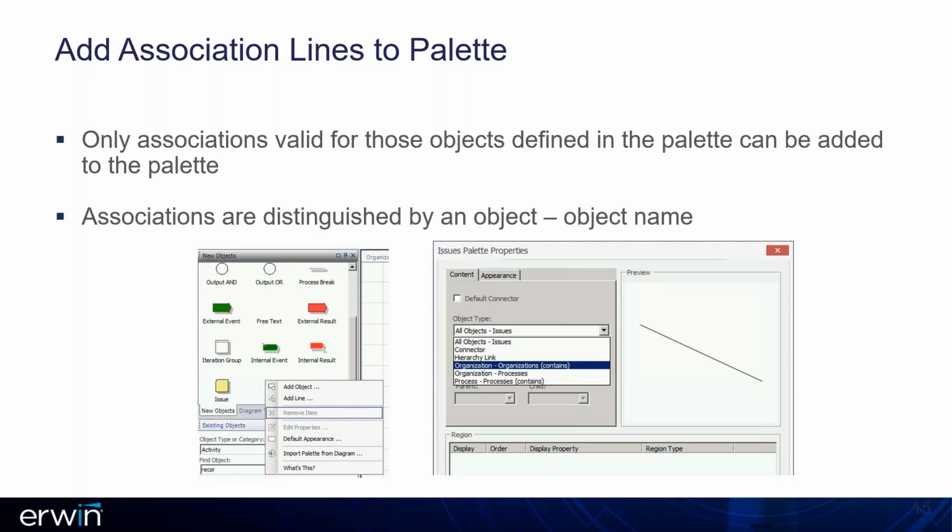And the association lines are distinguished by having an object-object name. So it's really specific to which object it connects to each other, whether it's a process to process, organization to process, etc. And always just check what it says in parentheses, because you might have multiple association types between the same two objects.